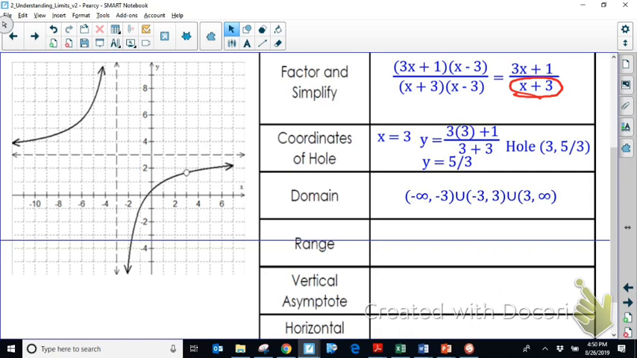And so we have a domain of everything except, so from negative infinity up to negative 3, from negative 3 to positive 3, and from positive 3 to positive infinity. And the range is going to be fairly similar. When you look at that, it's going to have a range.